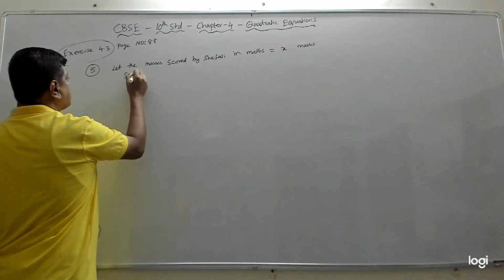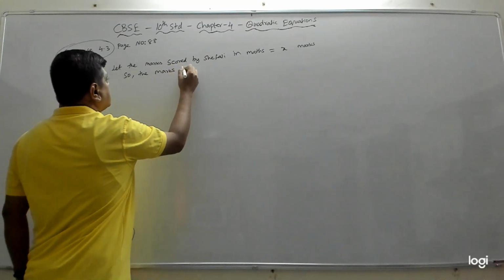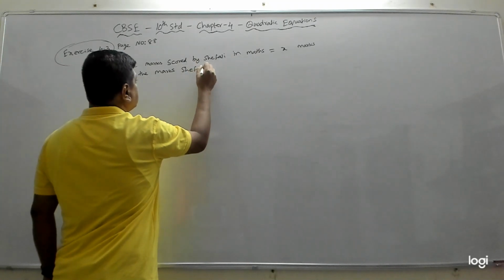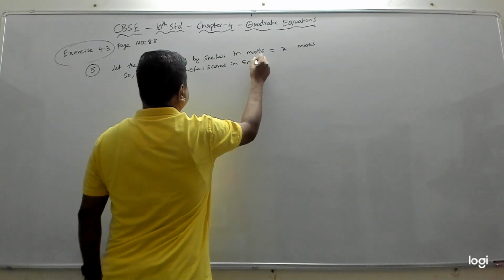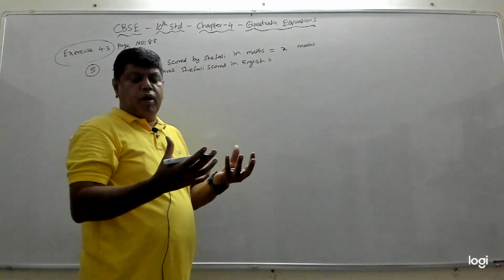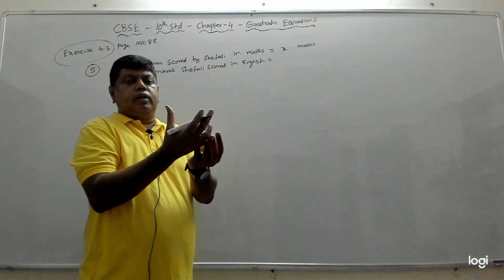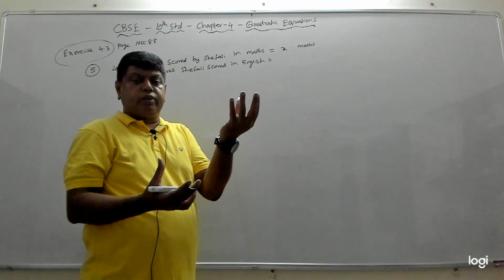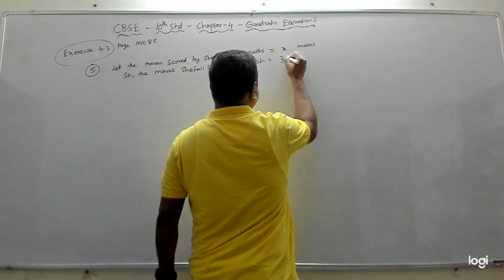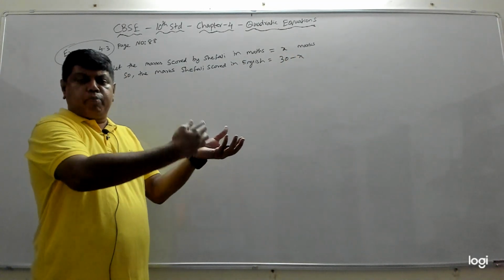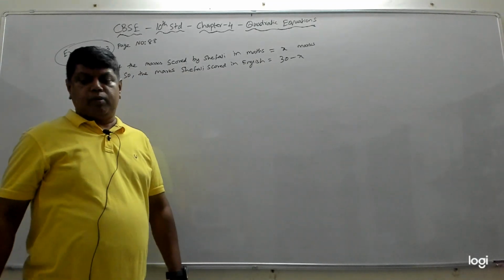So the marks she scored in English will be how much? The total is 30 marks. The marks she scored in maths and the marks she scored in English, if you add both, it is 30. In mathematics she got X marks. So in English it will be 30 minus X, because the total marks is 30. From the total marks, if you subtract the mathematics marks, you will get the marks that she scored in English. Because that's what the first statement says.